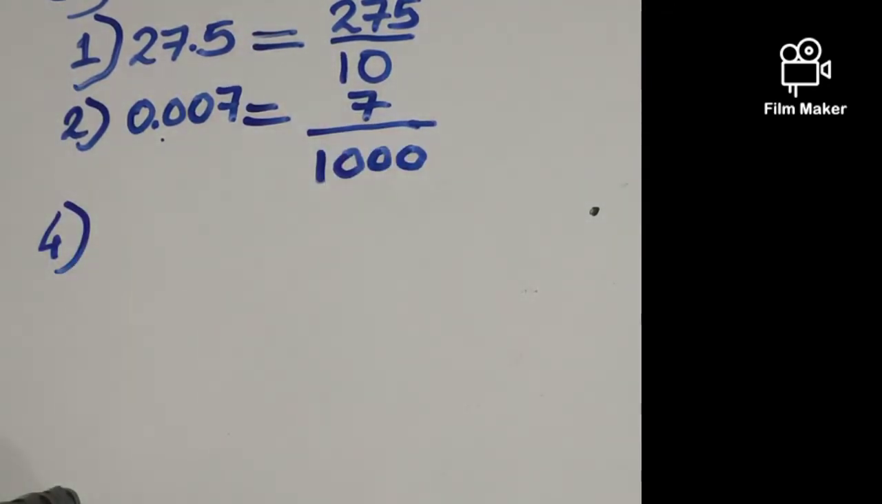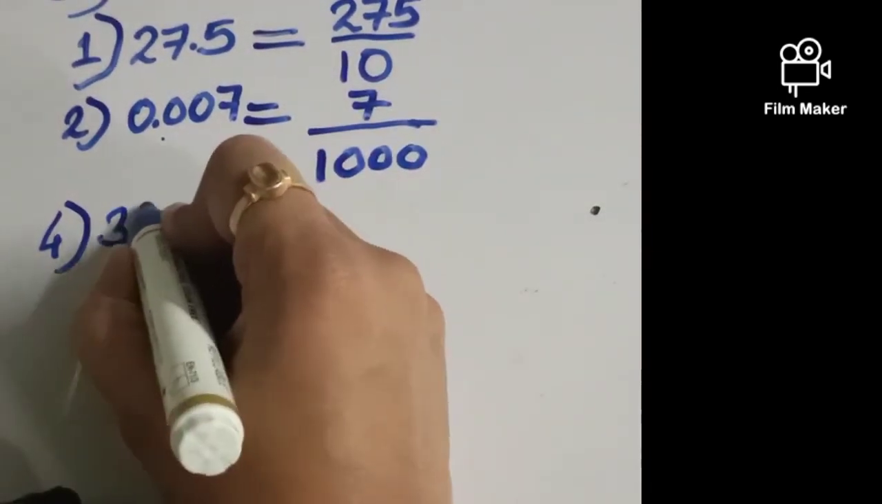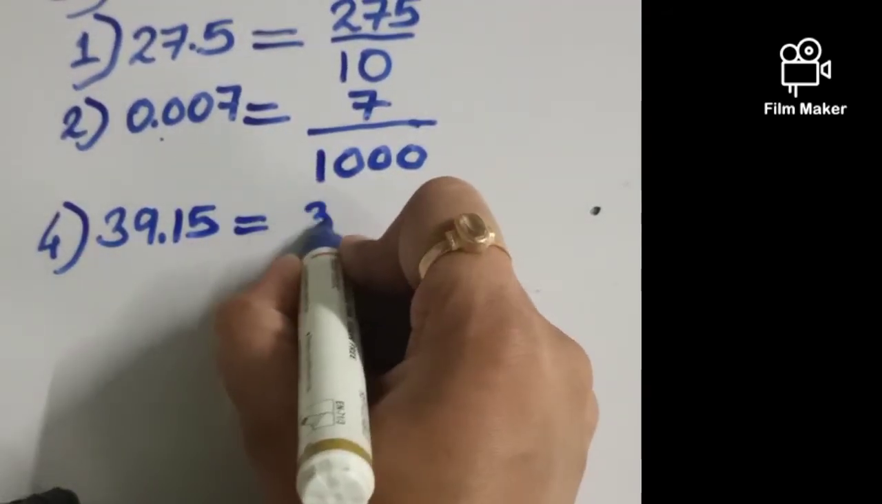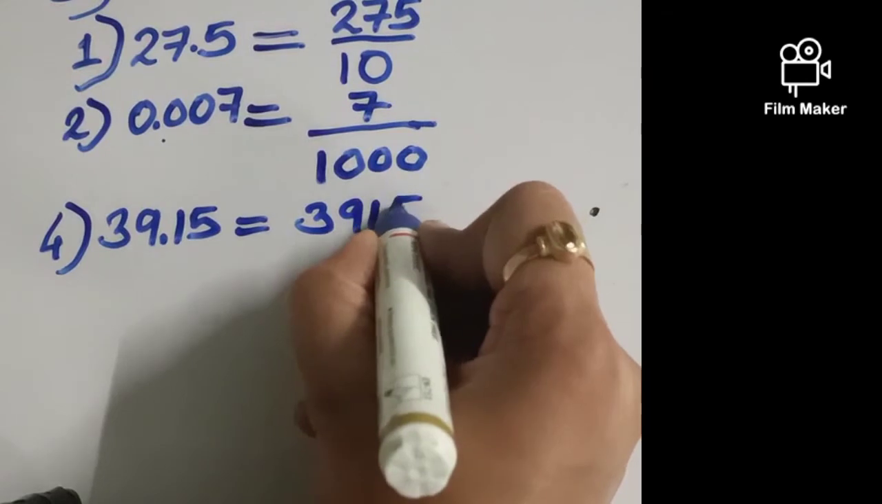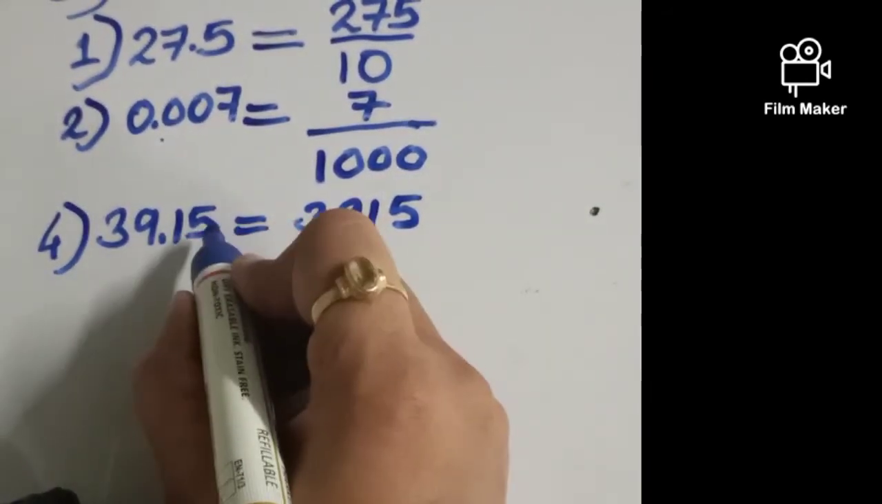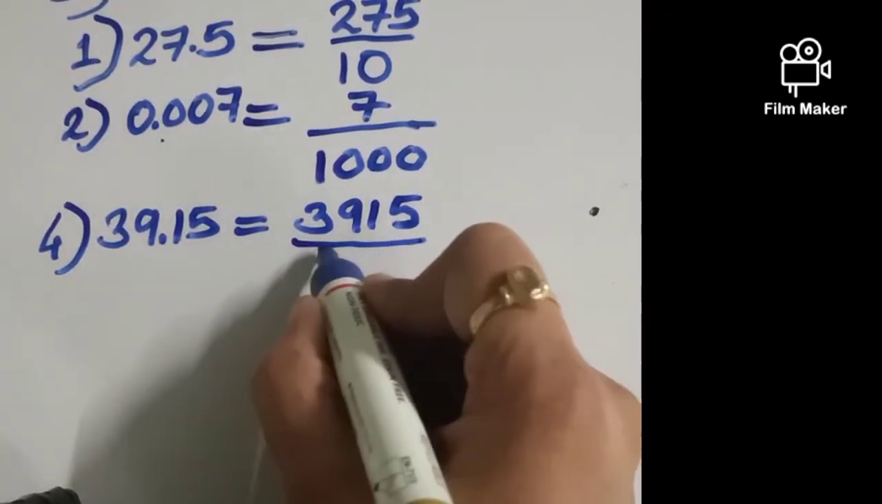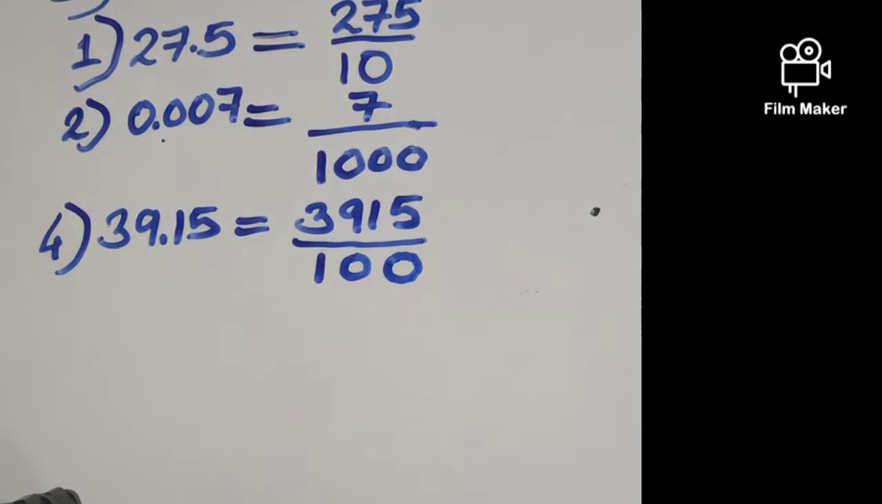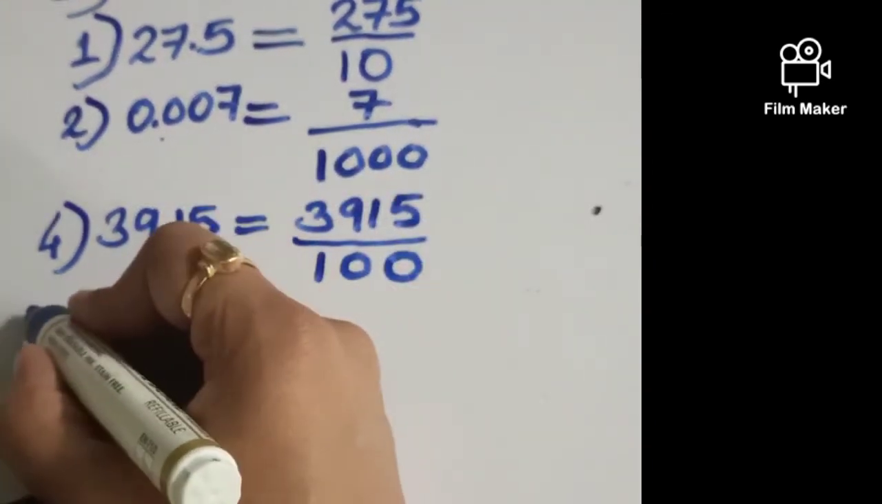The fourth question is 39.15. Let us write the number as it is, 39.15. Okay. So from the right side we will count till the decimal point. 1, 2 means only 2 zeros are there. So upon 100. Right, children? See the next question, that is 70.400, the sixth one.